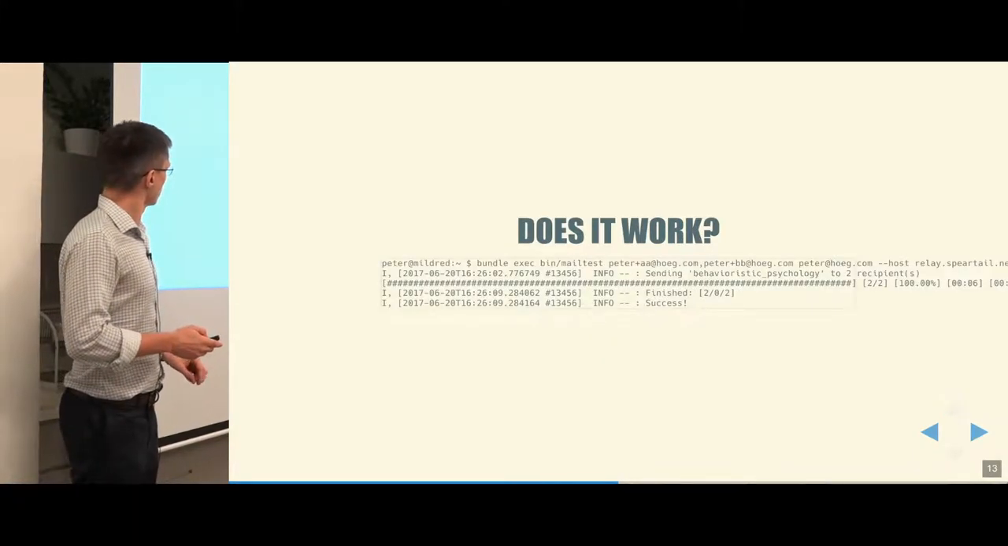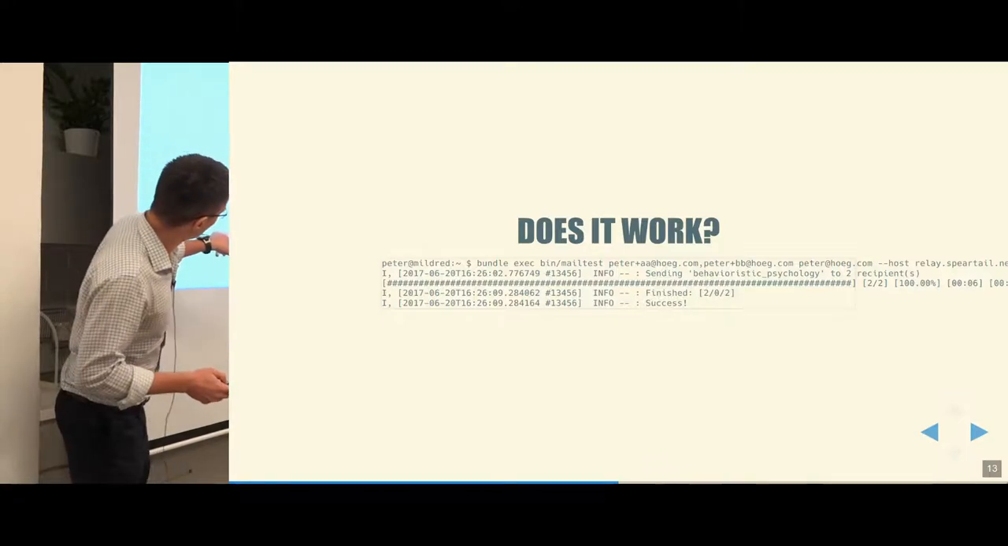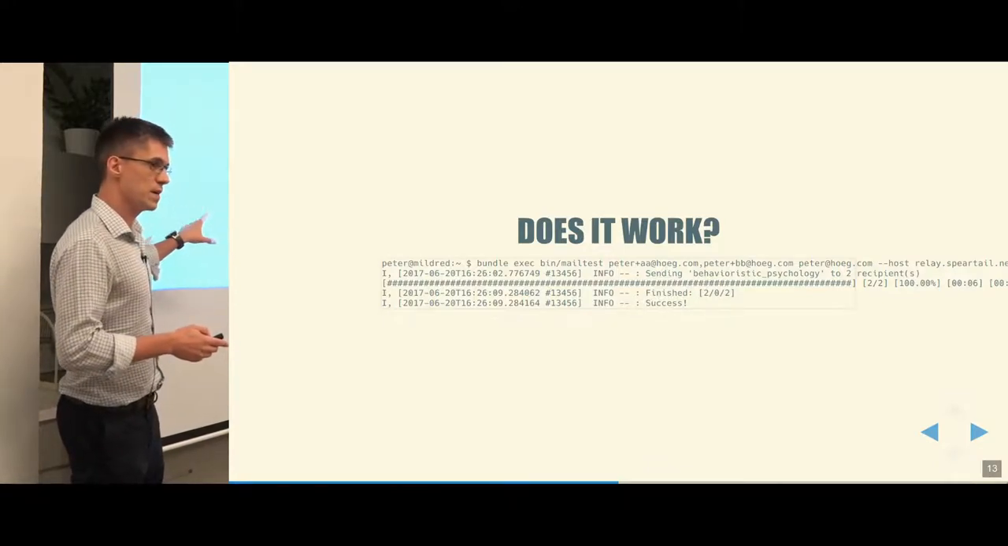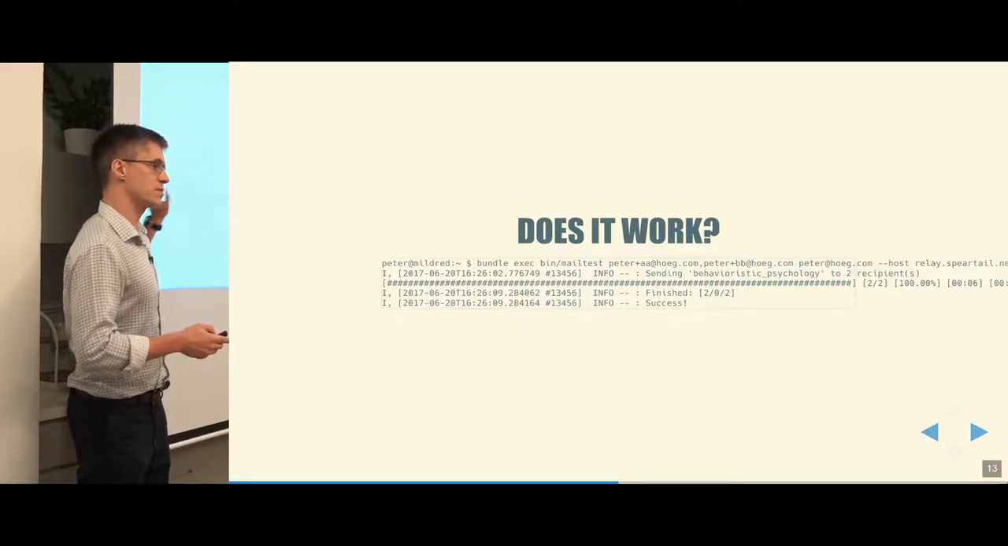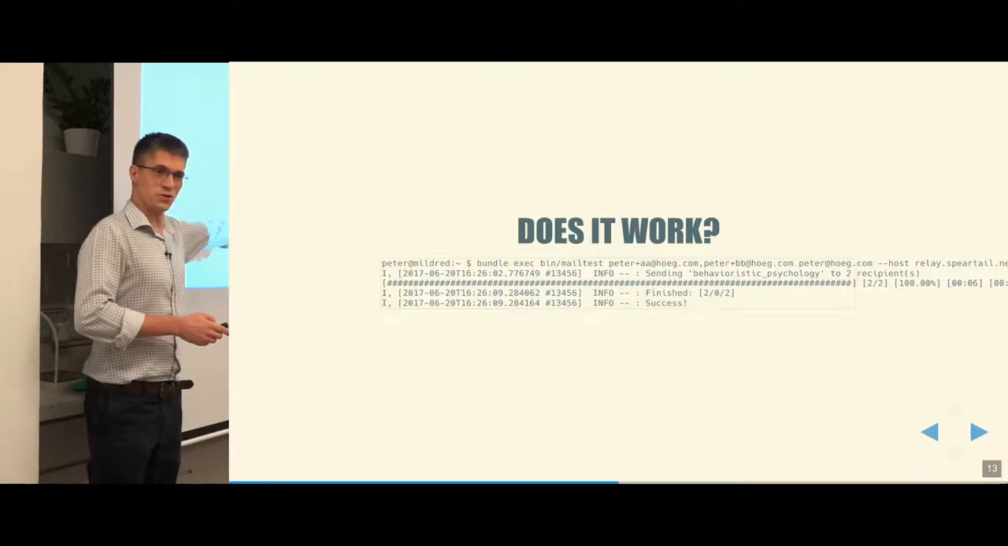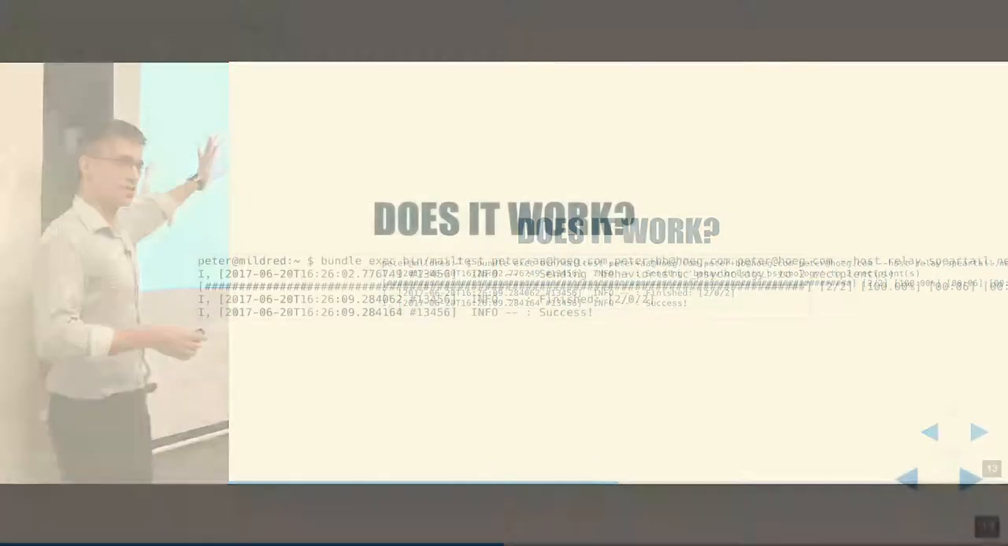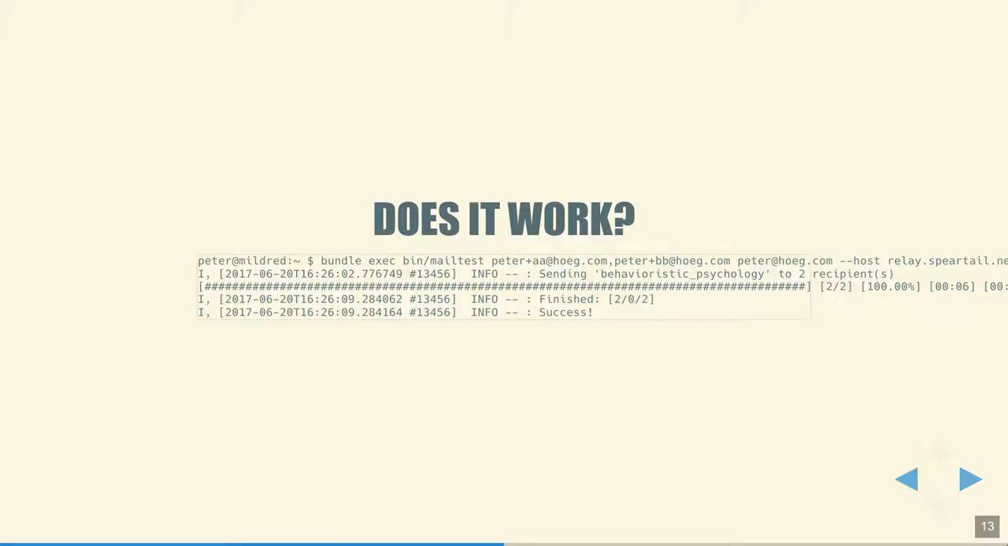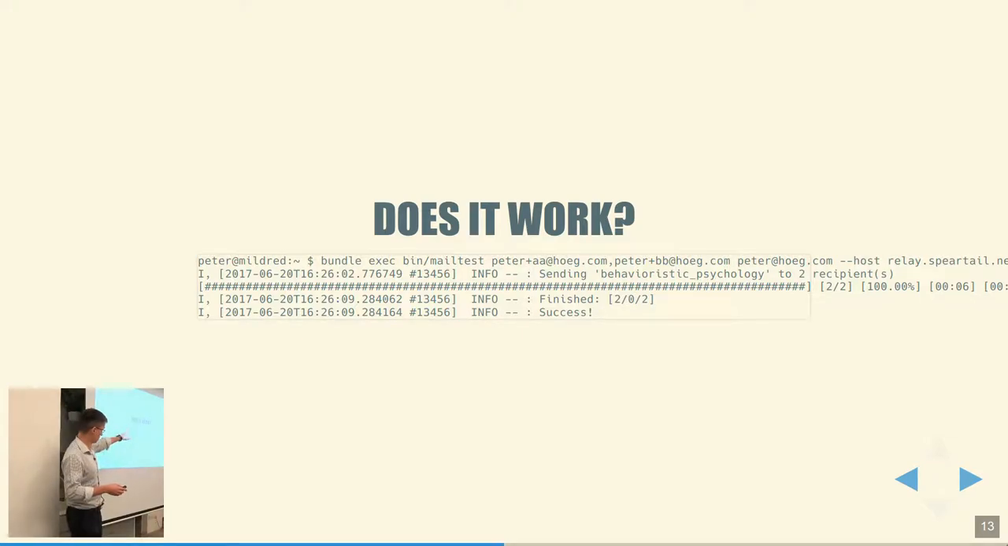My CSS skills aren't the best, which is why you will notice that this thing is sort of pushed towards the right. It's somewhere between org mode and reveal.js that this is happening. But anyway, this is the outcome of that thing. The gem is called mail test, and you specify a bunch of parameters, and it sends out a whole bunch of emails. In this case, two.